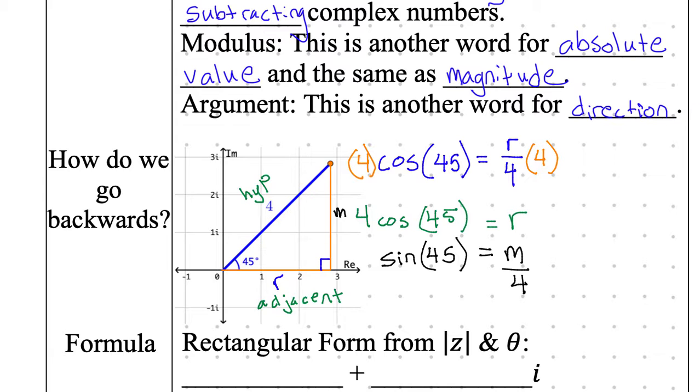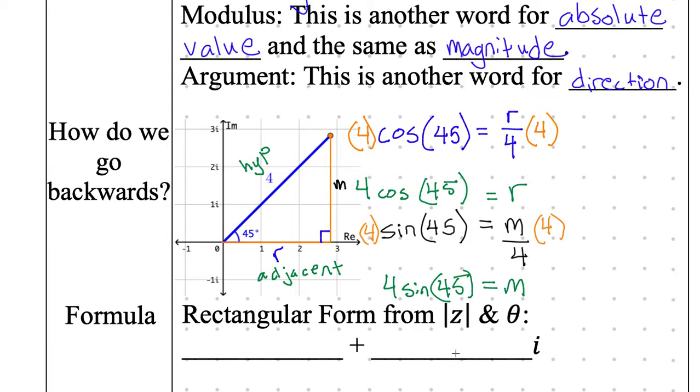All right, and we'll just get through this. I'm going to multiply everything by 4, and I get, I'll do this in green here, 4 sine of 45 is equal to m for imaginary. All right, but now let's pretend, what if I didn't give you 45 degrees? What if this was theta? What if instead of 4, it was absolute value of z? So all we have to do now is trade out the 4 for absolute value of z, the 45 for theta, and we have our formula.